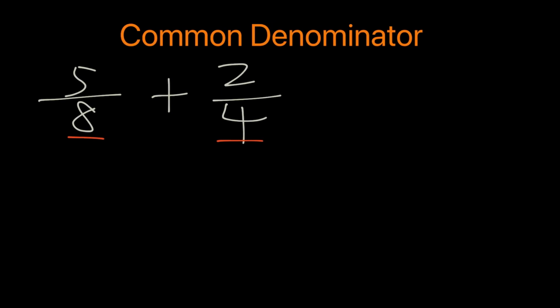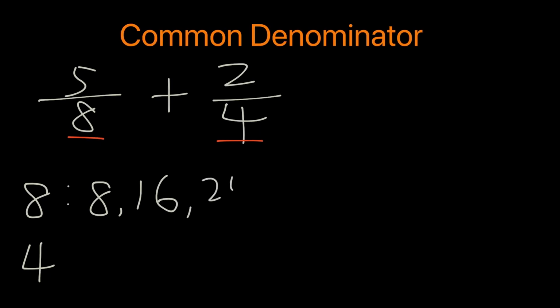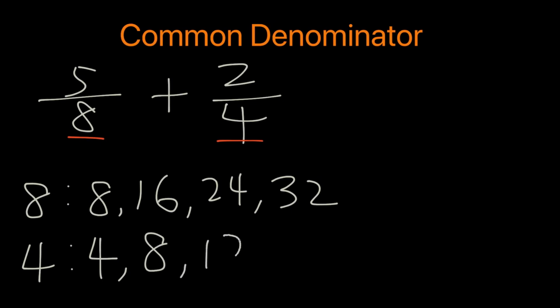To find the common denominator, we would take 8 and we would take 4 and find out if any of the sequence will have a common denominator. So for 8, 8 times 1 is 8, 8 times 2 is 16, 8 times 3 is 24, 8 times 4 is 32. Okay, now for 4, 4 times 1 is 4, 4 times 2 is 8, 4 times 3 is 12.